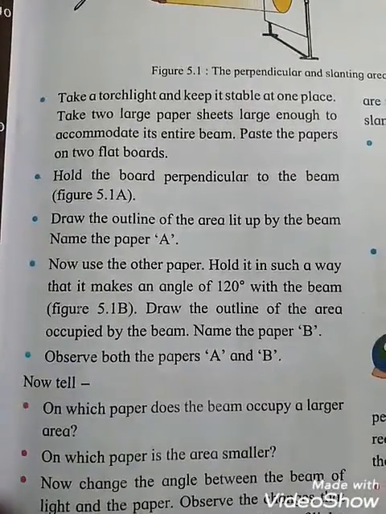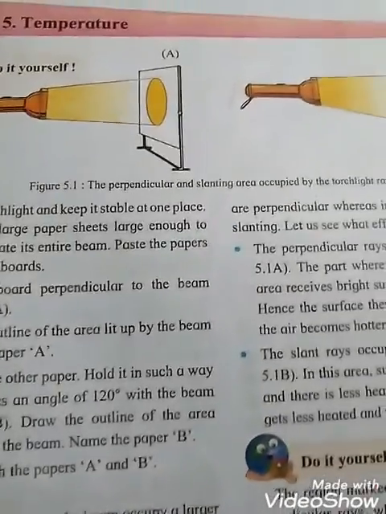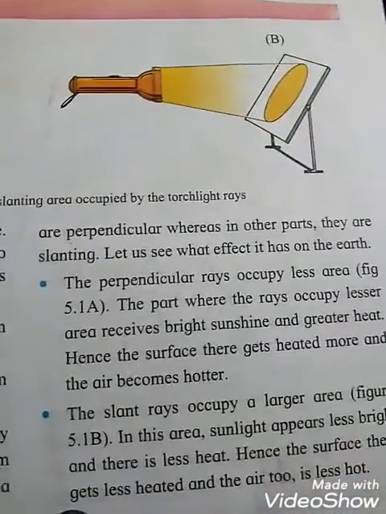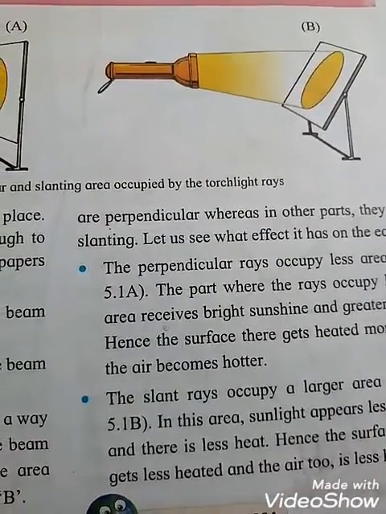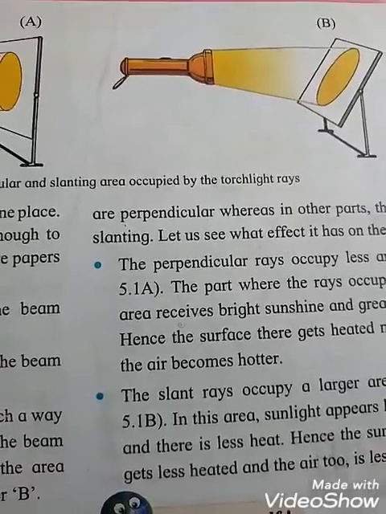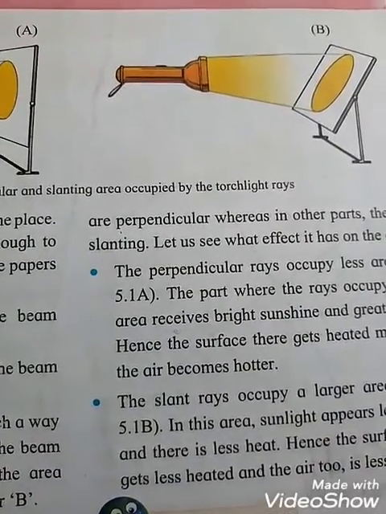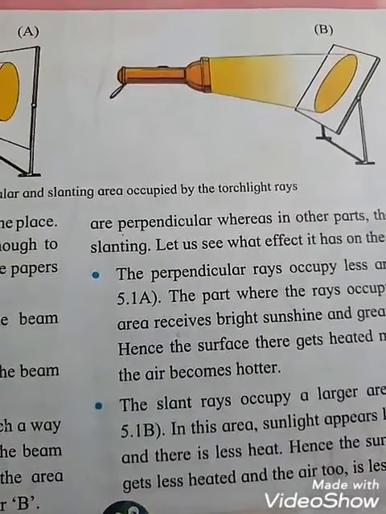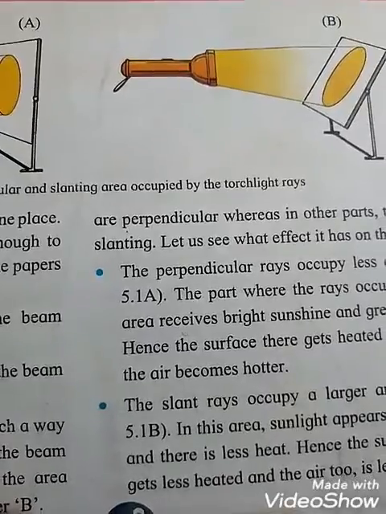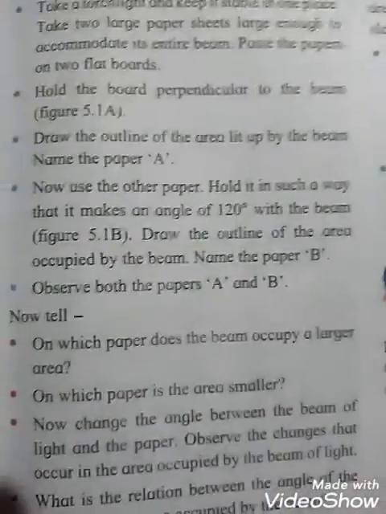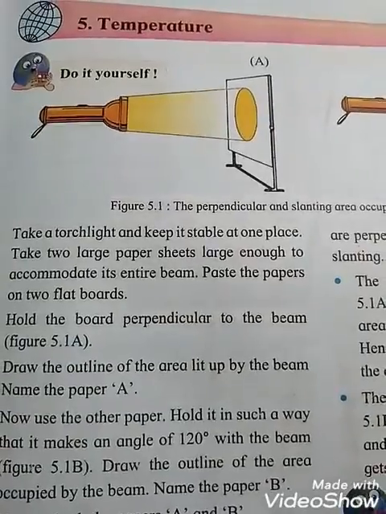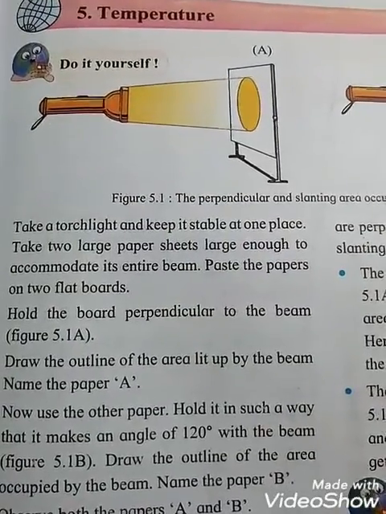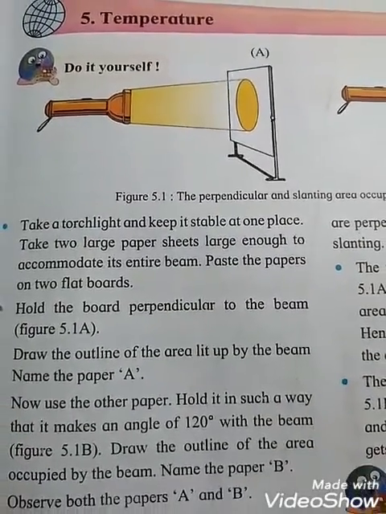Now tell, on which paper does the beam occupy a larger area, students? Can you see that? That is 5.1b. It occupies a larger area because it is slanting. The rays are not straight. The rays are slanting. Can you see the 5.1 figure? 5.1b. On which paper is the area smaller, students? Do it yourself. See that, 5.1a.